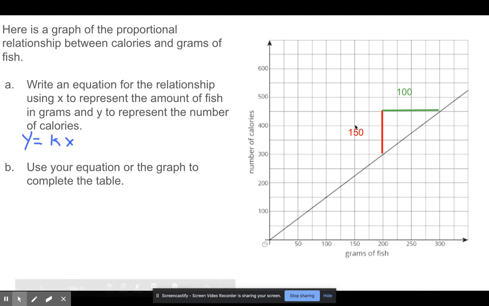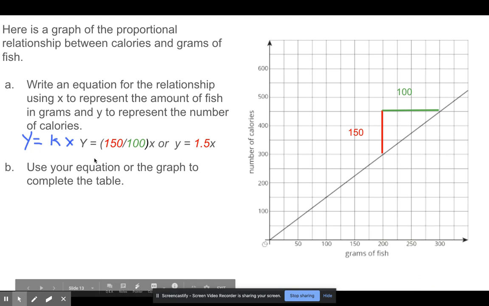Where the 150 came from is vertically. We said that the units go up by 50, so we're counting spaces: 50, 100, 150. And horizontally, each line is 25 grams, so it's 25, 50, 75, 100 grams. So this is our slope triangle. We also know that if we put vertical over horizontal, it's also the constant of proportionality.